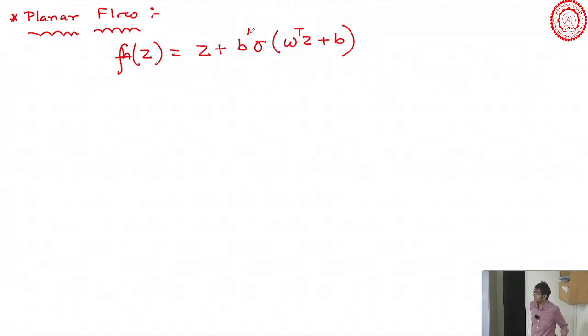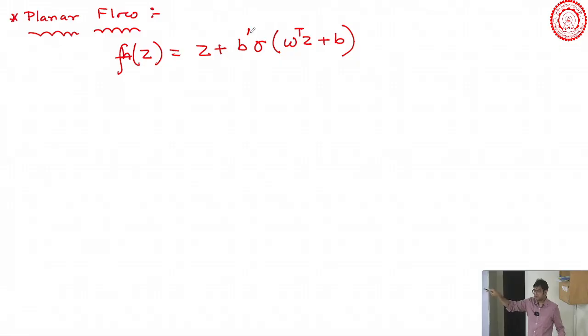But this is not unconditionally invertible. And this is not unconditionally invertible because you need to compute the Jacobian and look at the determinant of that. Right? If you compute the Jacobian, what will you get? Dou f z by dou z, which is equal to I plus b prime sigma dash of w transpose z plus b multiplied by w transpose. That's what you will get, right?